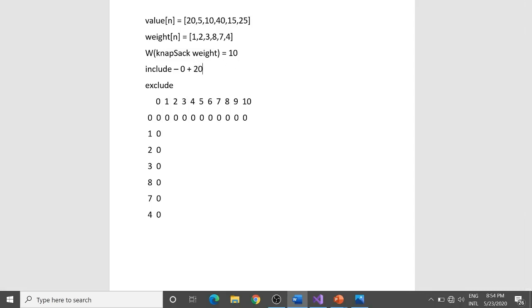So if I choose to include this element in my knapsack, my value will increase to 20 from 0. And if I do not include this element, what would I be left with? I wouldn't be doing anything to my weight. So what would I be recursing? I would be recursing for the same weight, but I would be decrementing my index as well.